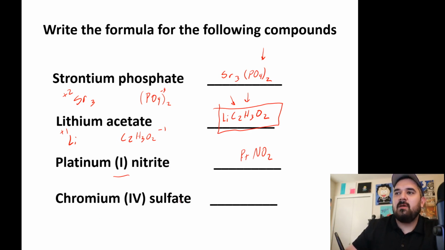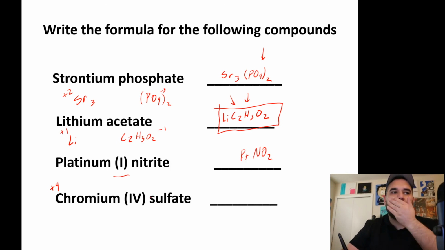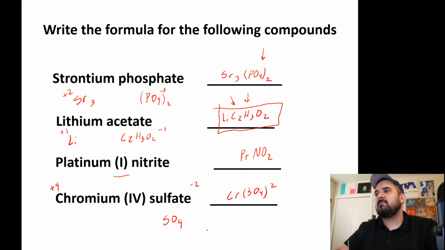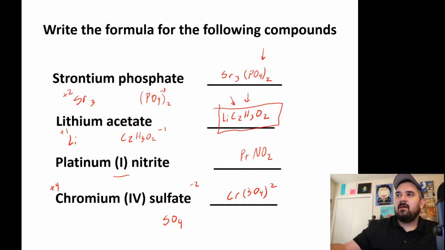Next one we have is chromium sulfate. Chromium has a +4 charge, and then sulfate is SO4 with a -2 charge. That means we're going to need 2 sulfates to bond to our chromium. Chromium is going to be Cr, and our sulfate is going to be SO4. It's going to be in parentheses, and we're going to need 2 of them. And that's it. Those are our examples.